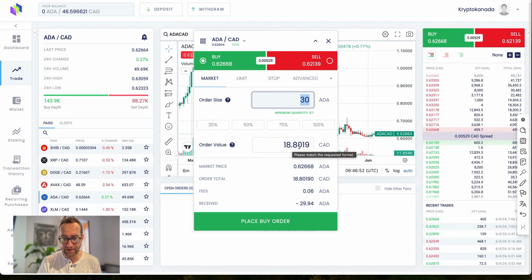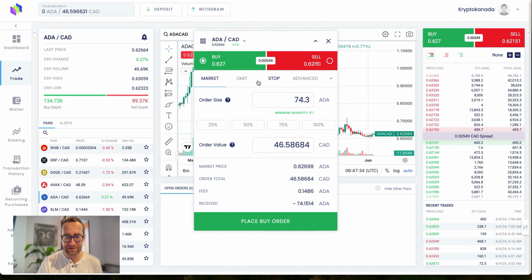You could also just click 50%. So if I want 50% of whatever I have in my account to go into Cardano, I could do that. I could do 100. And again, they have a very low minimum quantity. So this is frustrating on some other platforms where you want to make a trade, maybe, and you don't have a lot of funds. So this just makes it easy because they don't have that.